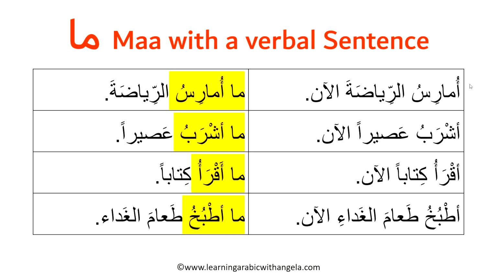In the present tense, straightforward. أمارس الرياضة الآن. I'm exercising at the present moment. ما أمارس الرياضة. I'm not exercising right now. أشرب عصيرا الآن. ما أشرب عصيرا. أقرأ كتابا الآن. ما أقرأ كتابا. أطبخ طعام الغداء الآن. ما أطبخ طعام الغداء. So straightforward, no changes as well in the verb endings.